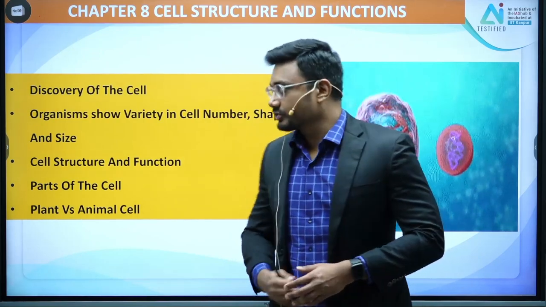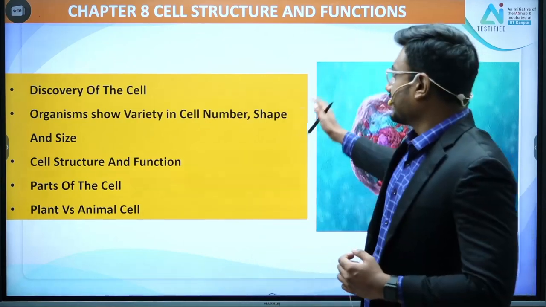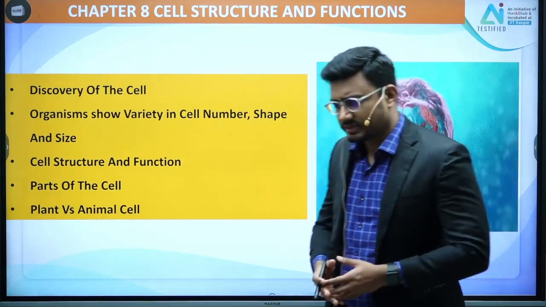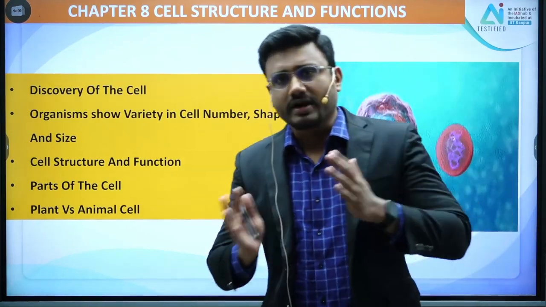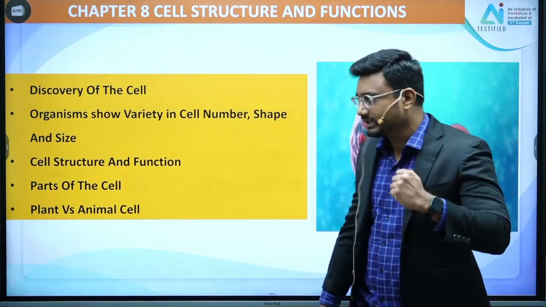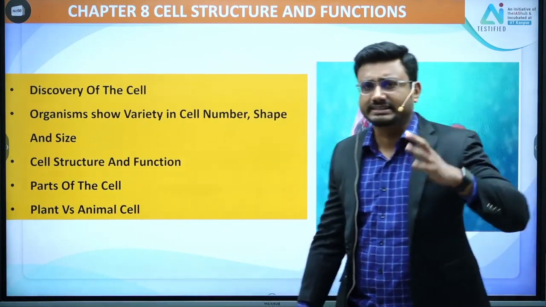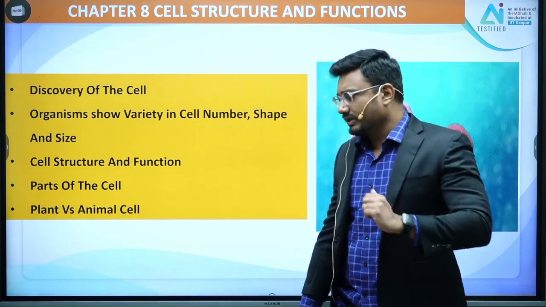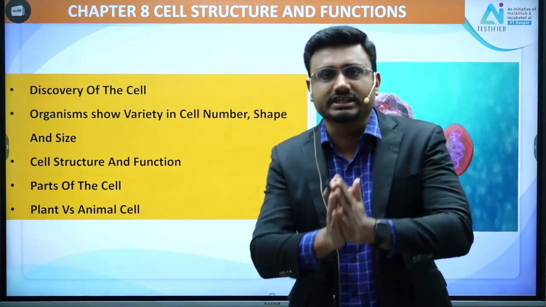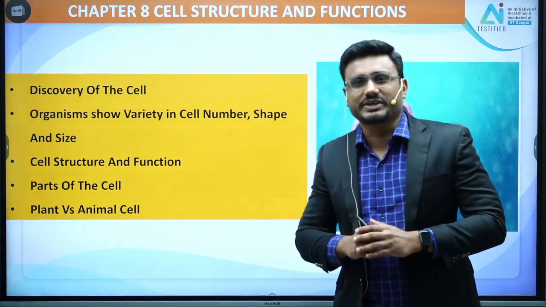So today we will be going through chapter 8 of the class 8 NCERT science book, that is cell structure and its function. In this chapter we will learn how the cell was discovered and about the different scientists associated with the cell. Then we will learn how organisms show variety in cell number, shape and size. Also, we will learn about different structures of the cell and their particular functions, and about the parts of the cell and how a plant cell differs from an animal cell. So now let's start with this video lecture.